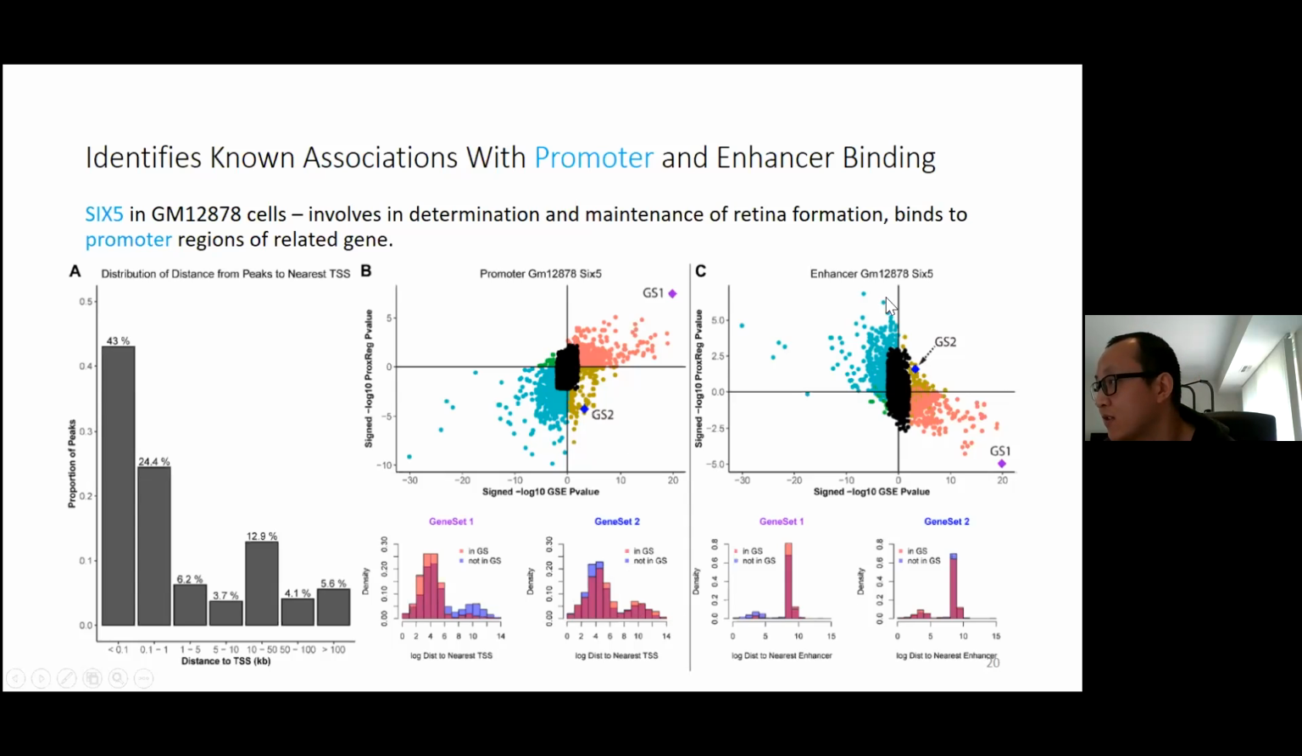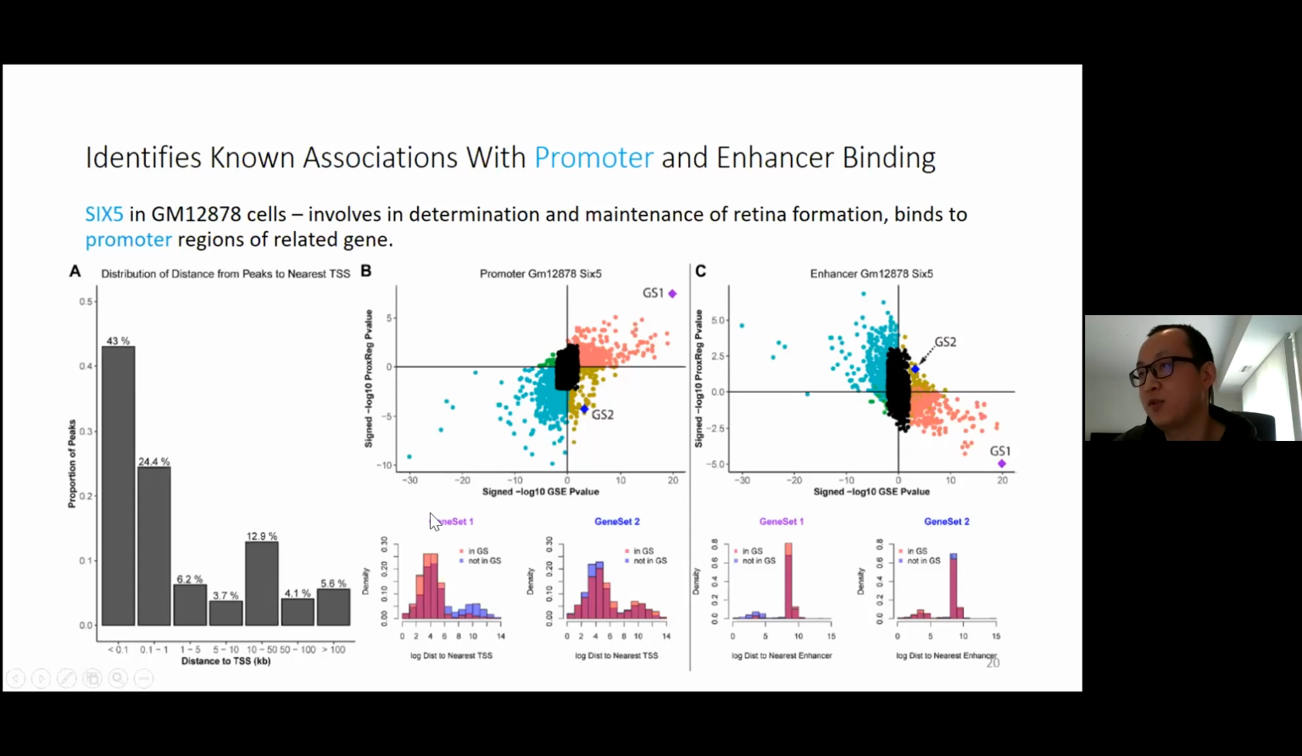In the enhancer results, the first gene set will be in here, and this one will be here. For gene set 1, the distance to the nearest enhancer shows a clear peak here, which is far away from the enhancer. And for gene set 2, there is also a clear peak here, but it also has a small peak here.